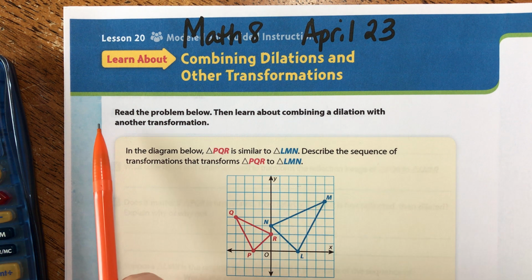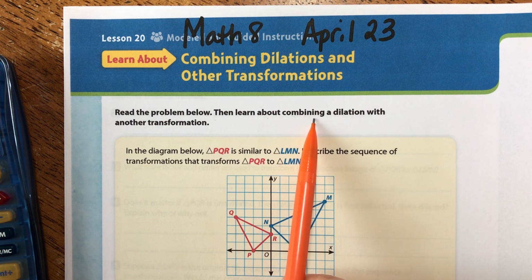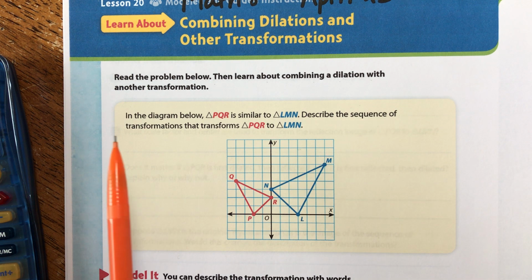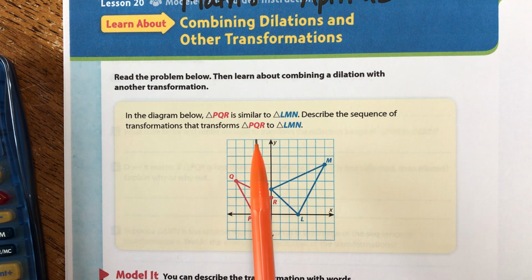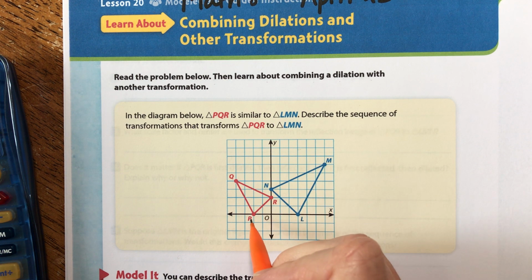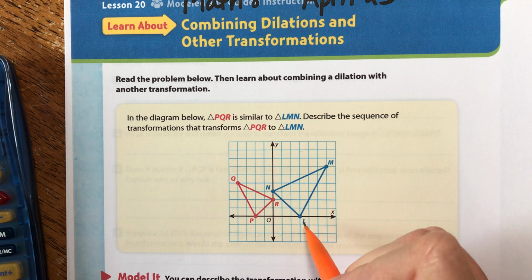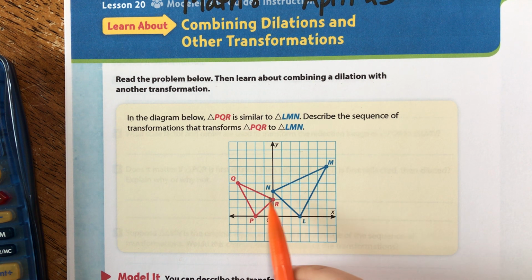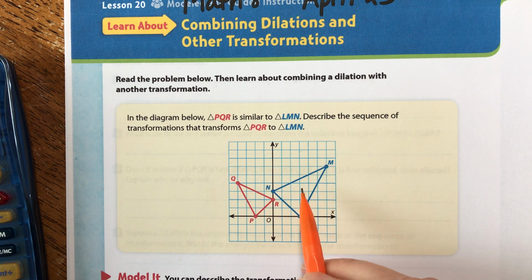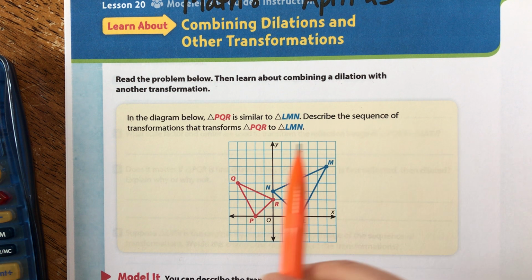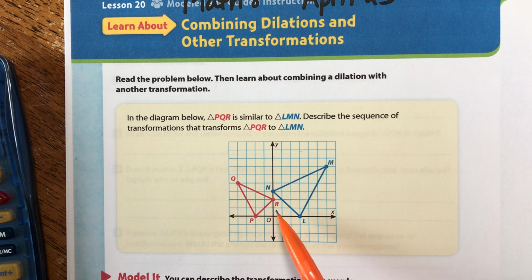All right, my friends, let's do this. Read the problem below, then learn about combining a dilation with another transformation. Okay, let's take a peek at our picture here. In the diagram below, triangle PQR, the little red triangle, is similar to triangle LMN. So they're already telling me that they're similar, so I don't need to check. I know that they are. So that means that there was a dilation involved here. Describe the sequence of transformations that transforms triangle PQR, the red one, to triangle LMN, the new one.